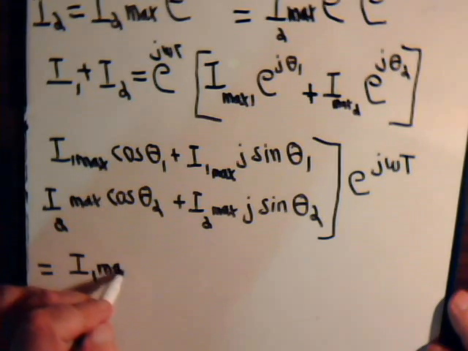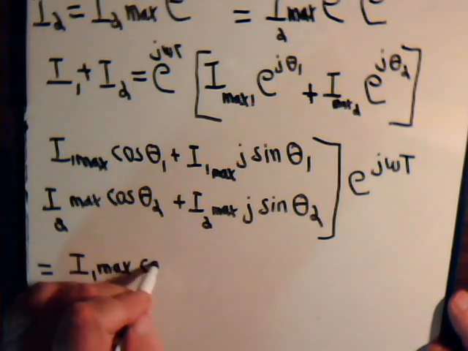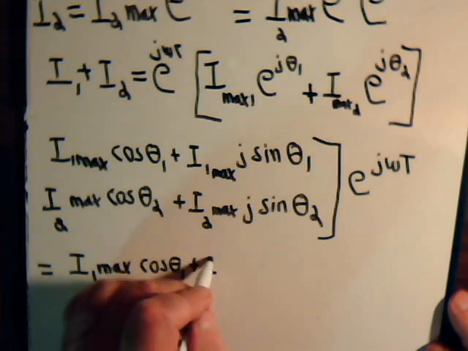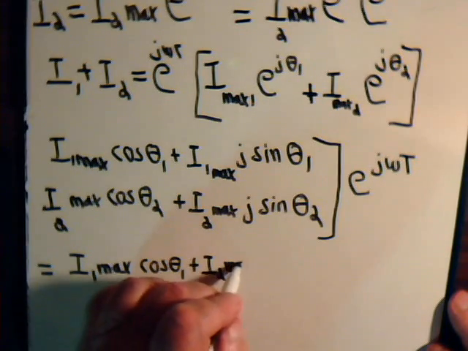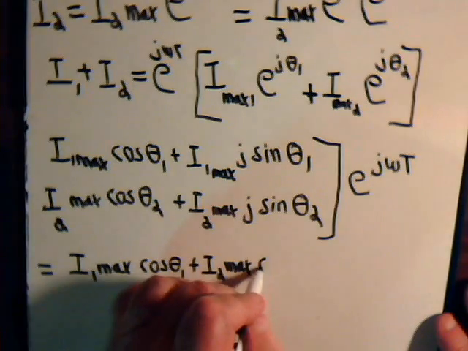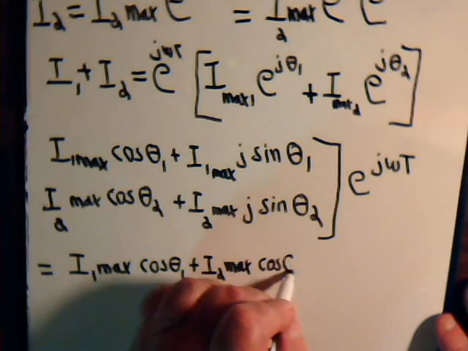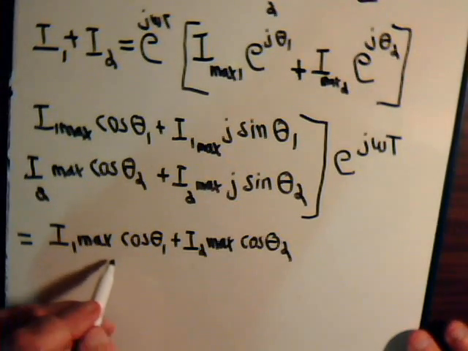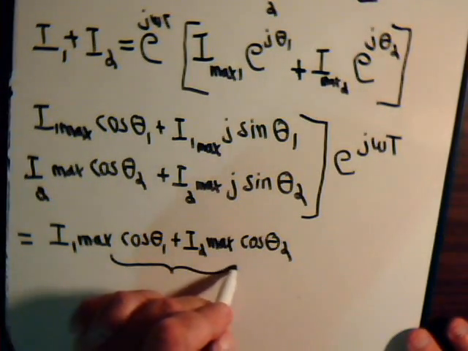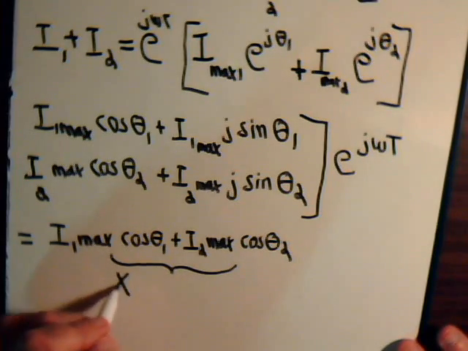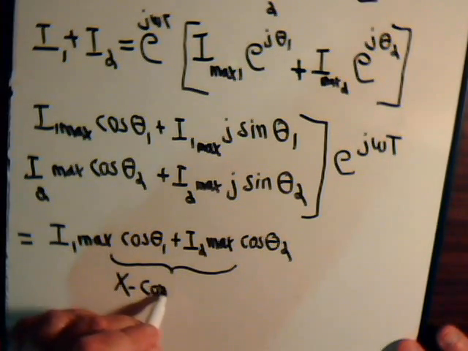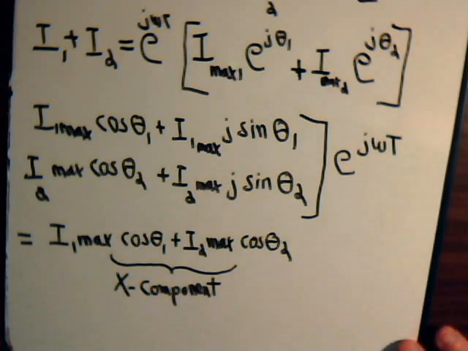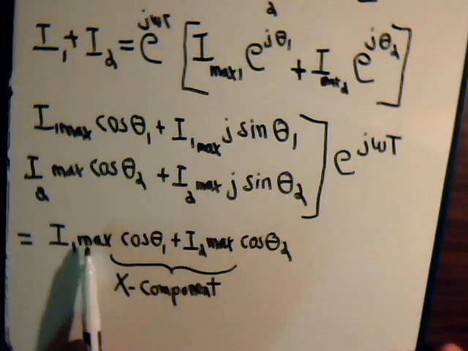I1 max times the cosine of theta 1 plus I2 max times the cosine of theta 2. So this right here would be the x component of, this would be like a phase vector.